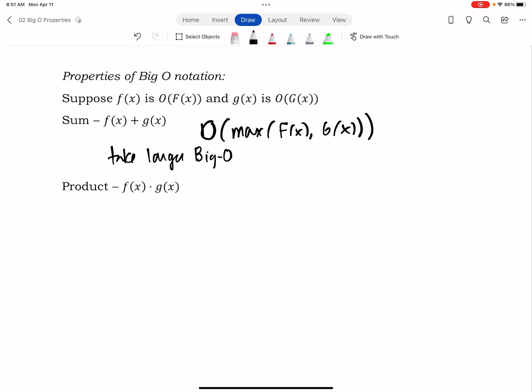So when you're talking about big O and worst case and you're adding two things up, you want to take the maximum of those two things and ignore everything else. When you're doing a product, then you're going to multiply. So you just multiply the big O of each. So this will be big O of F times G.